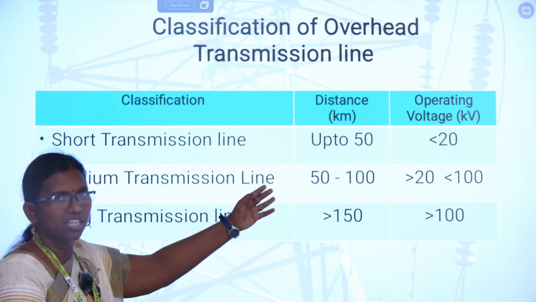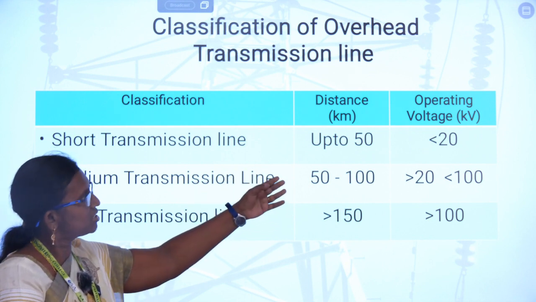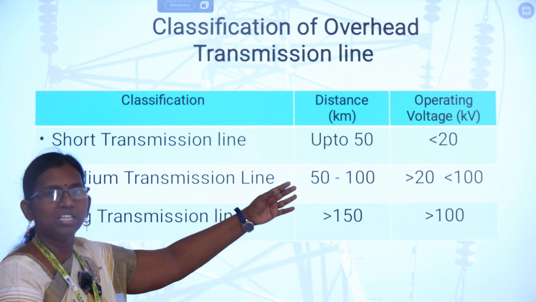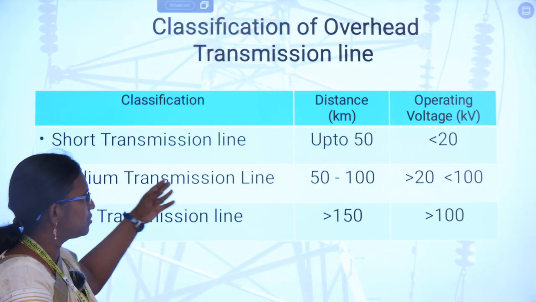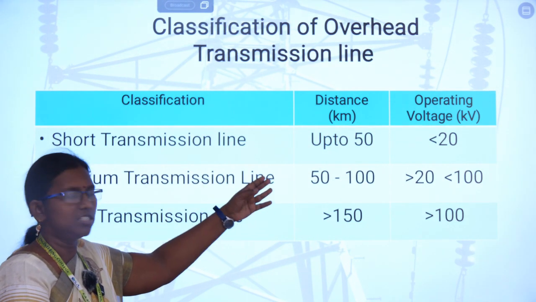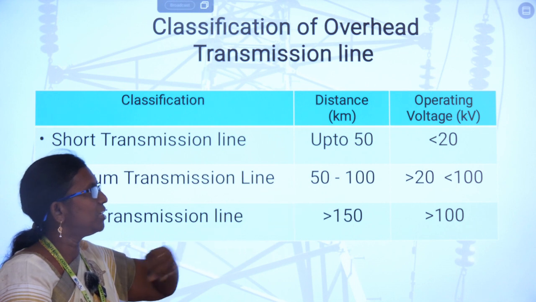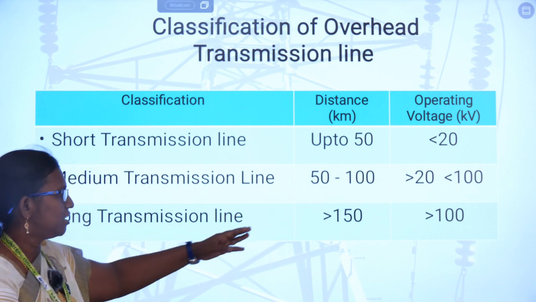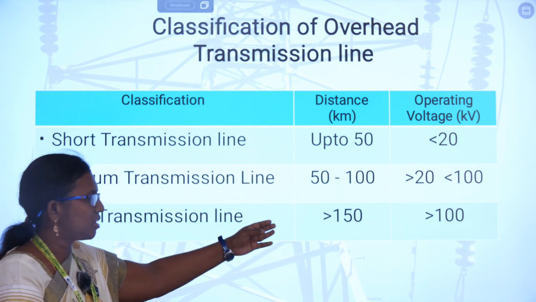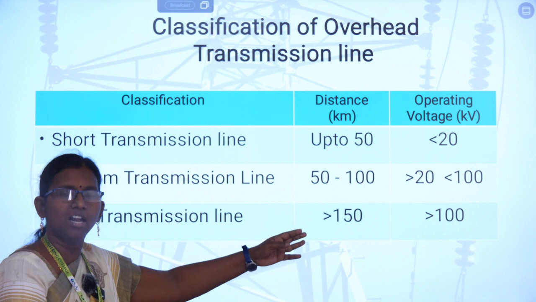A short transmission line is one where the distance is less than 50 kilometers and the operating voltage is less than 20 kV. A medium transmission line is where the distance covers between 50 to 100 kilometers and the operating voltage is in the range of 20 to 100 kV. And a long transmission line covers a distance of more than 150 kilometers with operating voltage greater than 100 kV.